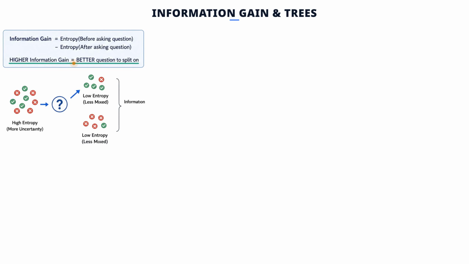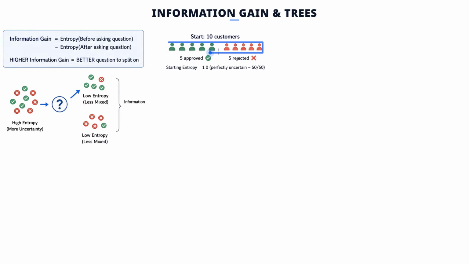Let's look at a practical example of this applied to a loan approval process. We start with 10 customers. 5 are approved and 5 are rejected. Because this is an exact 50-50 split, our starting entropy is at its absolute maximum, which is 1.0. We are perfectly uncertain. Now, we have two possible questions to ask.